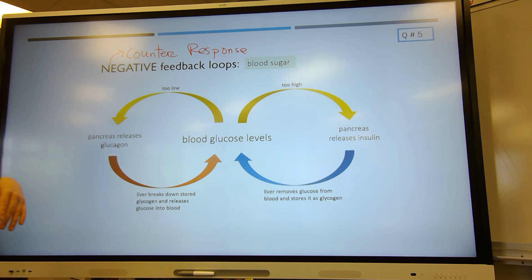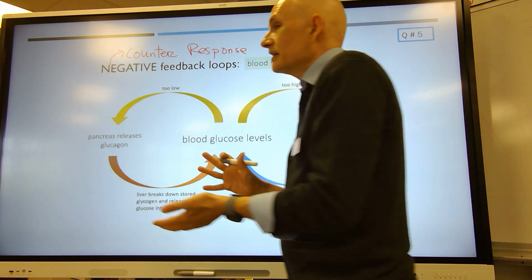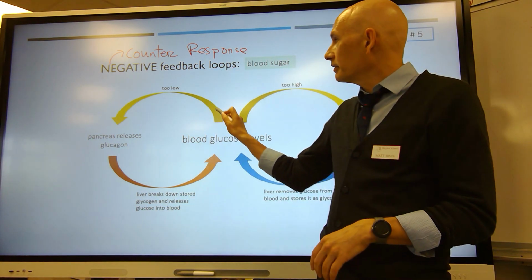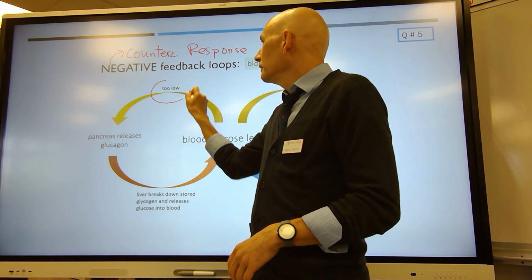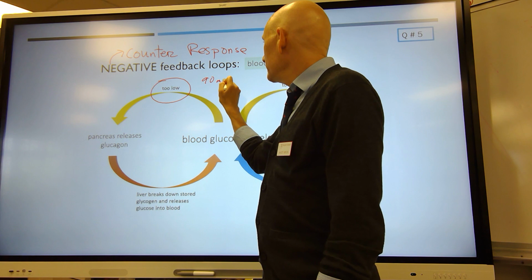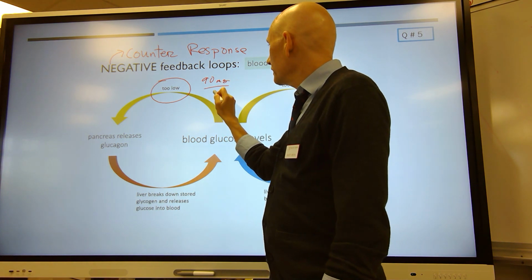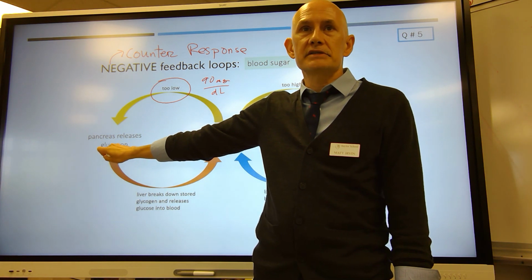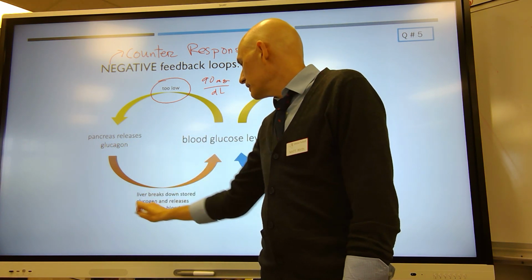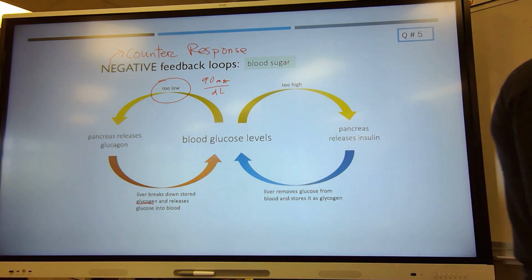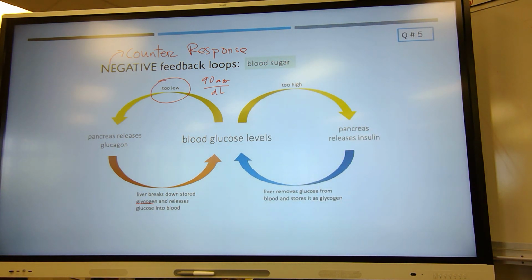So with blood sugar levels, we have two types of negative feedback. When your blood sugar is too low, when it drops below 90 milligrams per 100 milliliters, or 1 deciliter, your pancreas secretes glucagon, which breaks down glycogen. That releases glucose into the blood, raising it back up.